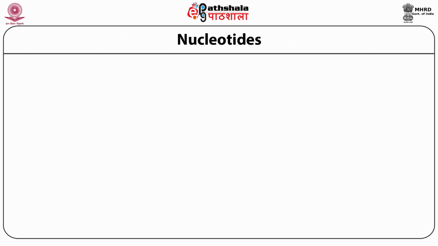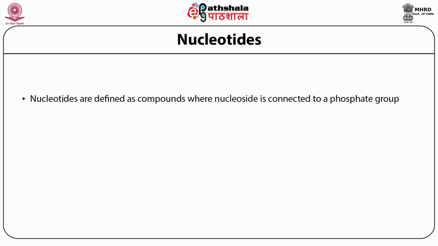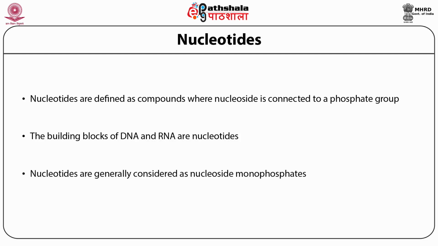Nucleotides. Nucleotides are defined as compounds where a nucleoside is connected to a phosphate group. The building blocks of DNA and RNA are nucleotides. Nucleotides are generally considered as nucleoside monophosphates. However, nucleoside diphosphate and nucleoside triphosphate are also called nucleotides only.